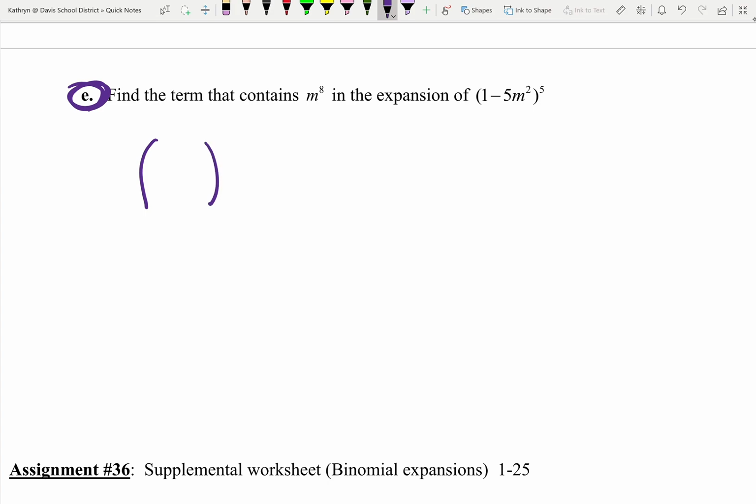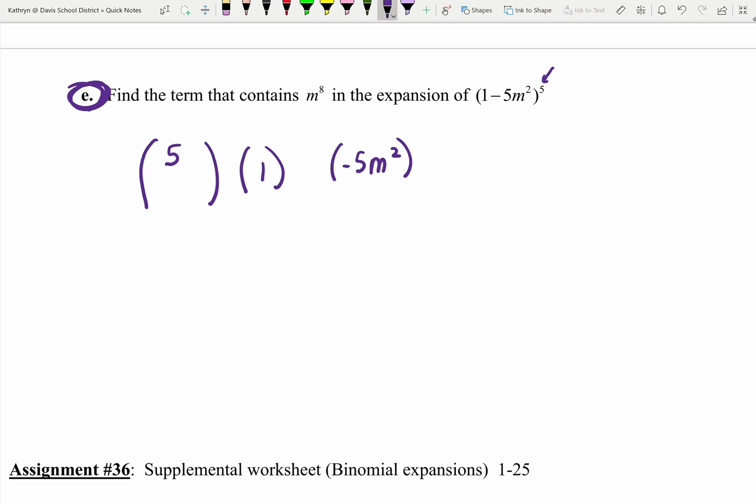Tell me the number that goes here at the top. That is a 5. Watch closely, because that's a 5 right there. In parentheses, put a 1. In parentheses, put a negative 5m squared. They want the m to be to the 8th. I messed it up. The answer to what I'm trying to say came out before I wanted it to.